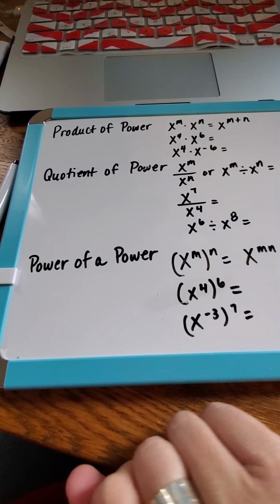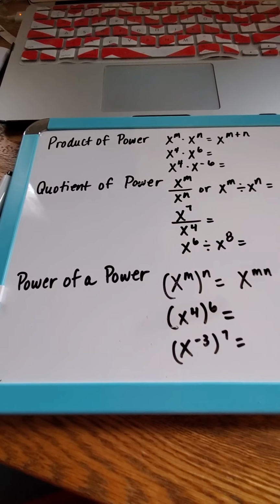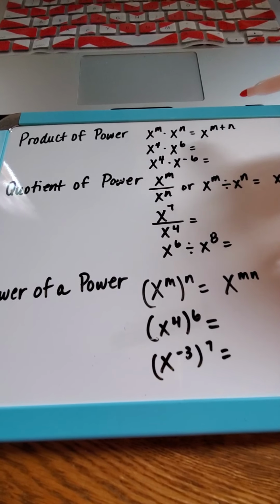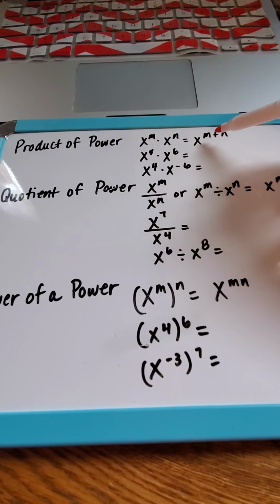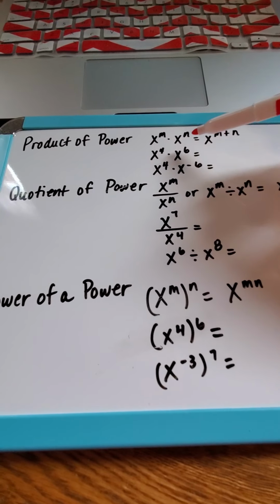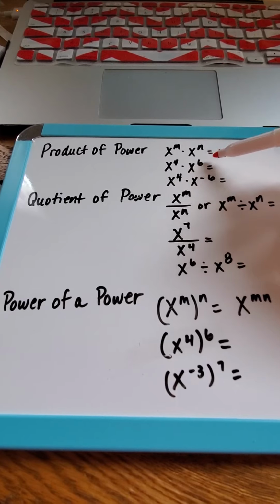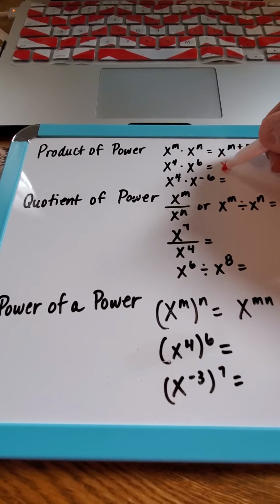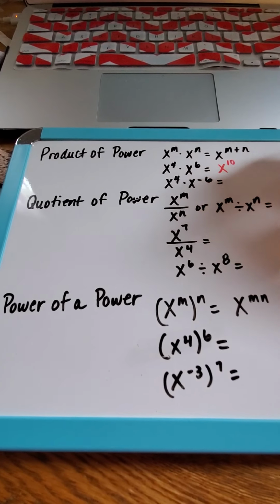Just to review some of the things that you've already done, you've already gone over product of power, and basically what I wanted you to take away was the very simple rule that when the bases are the same, you're going to add the exponents. So here are a couple of quick examples. For x to the 4th times x to the 6th, because they have the same base of x, we can add those exponents together, and 4 plus 6 is equal to 10.